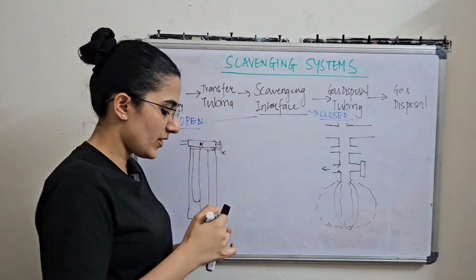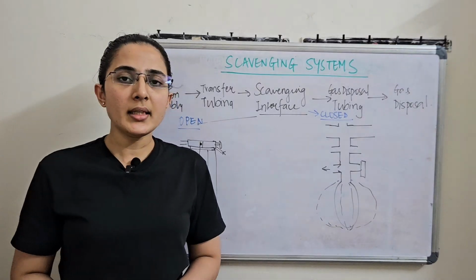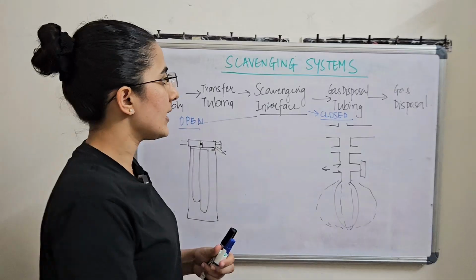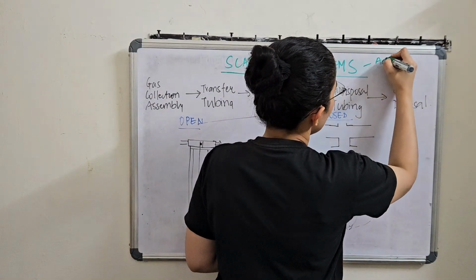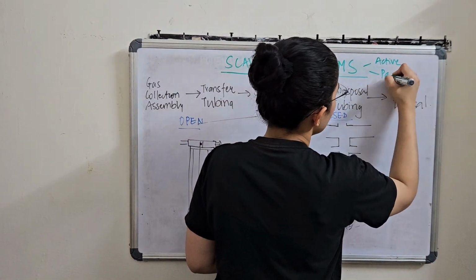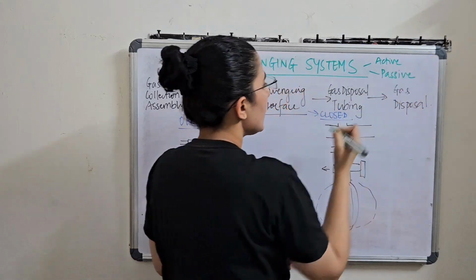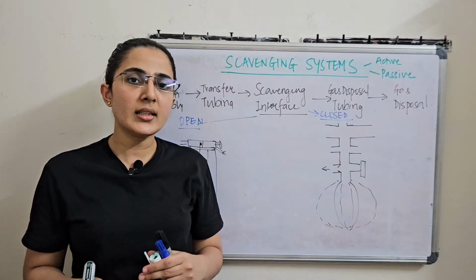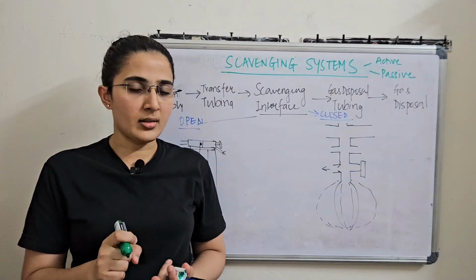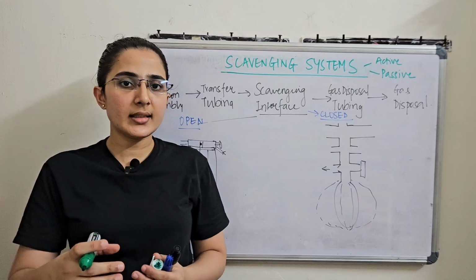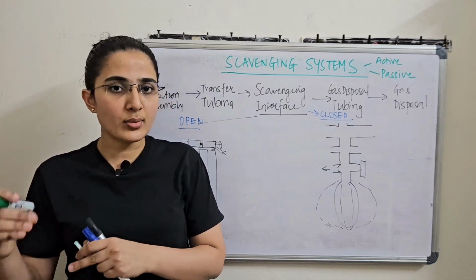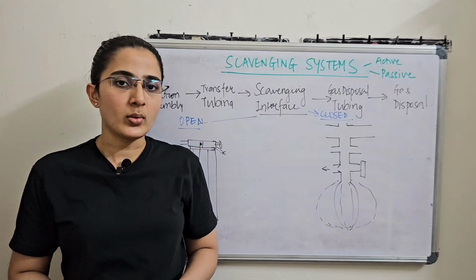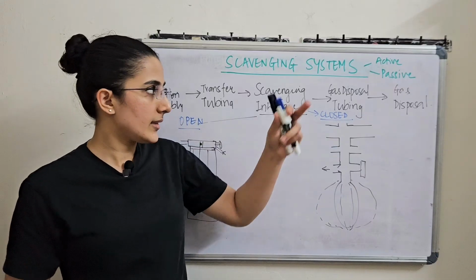So before discussing this, let me tell you about the scavenging systems, which can be basically classified into active systems and passive systems. In an active system, the waste gases are disposed into the vacuum through suction. That is, they are actively sucked in and disposed through these vacuum tubes. That is called an active system.